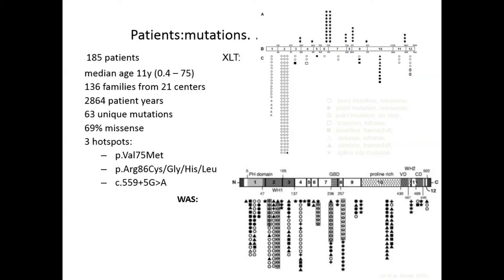And if you look at the mutations, this is a group of XLT patients, and you see most of them have these open circles in exon 1 and 2, which results in amino acid substitution. And these are some splice site mutations which allow a little bit of normal Wiskott-Aldrich syndrome protein to be expressed. And these are the mutations which we find in classic Wiskott-Aldrich syndrome. Most of them have either missense mutations or insertions or deletions that result in the absence of protein.